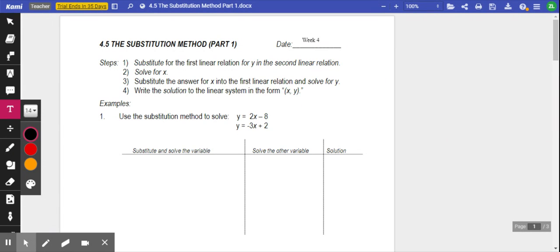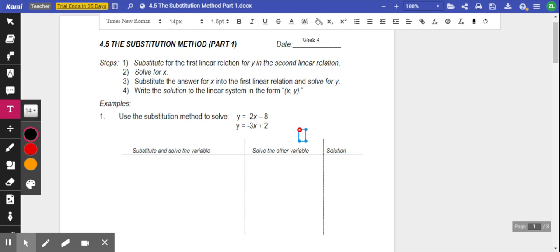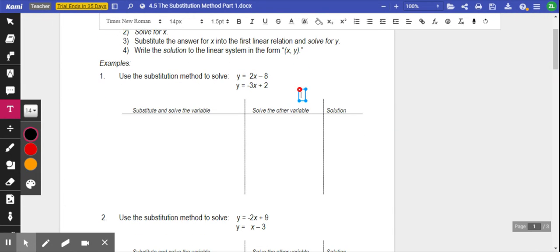So the substitution for the first linear relation for y in the second. What that means is that we can sub in this whole equation right here, 2x minus 8, into the y position in the second. Because if one side's equal to the other, then we'll be able to have a point of intersection. Then our job is to solve for x, and then substitute the answer for x into the first linear equation and solve for y. Finally, you'll come up with a solution in the form of x, comma, y, and those will be our coordinates.